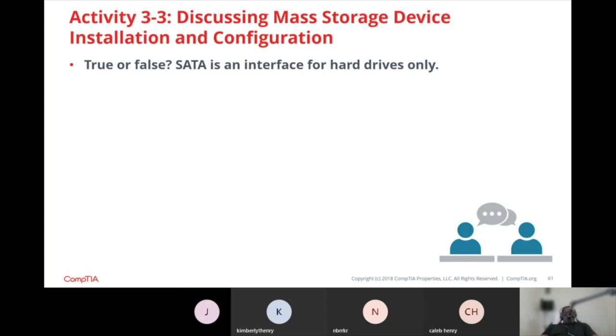True or false, SATA is an interface for hard drives only. False. Correct, false. What else can use a SATA interface? CD drives, yes. Blu-ray drives, HD disk drives.